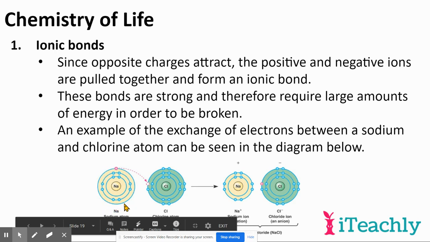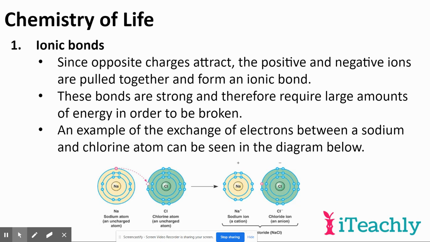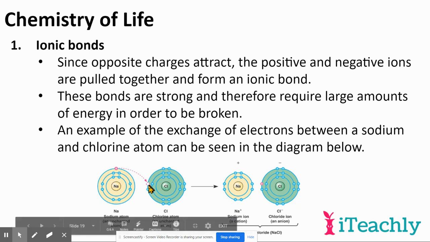So to make it more stable, it's really easier for it to lose that electron. Chlorine, on the other hand, has 2 in its innermost shell, that's 2, plus 8, that's 10, and then plus 7, it has 17, right? So it has 7 on its outermost shell, but it really wants 1 more. That's the octet rule. Octet is 8, right?